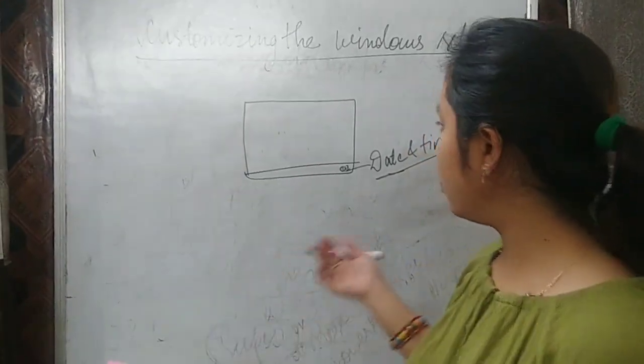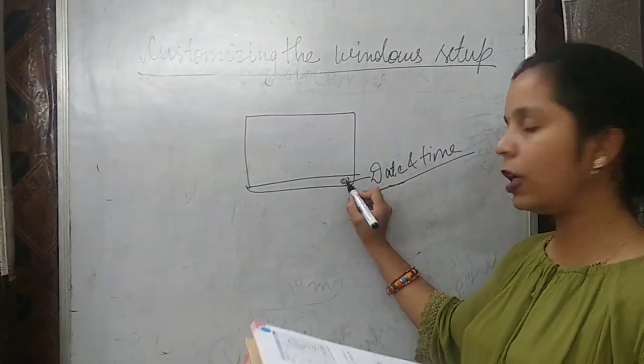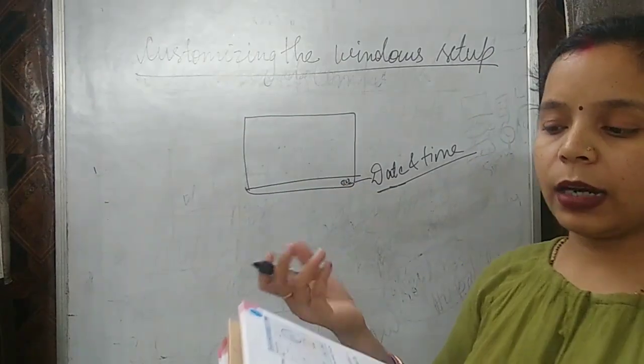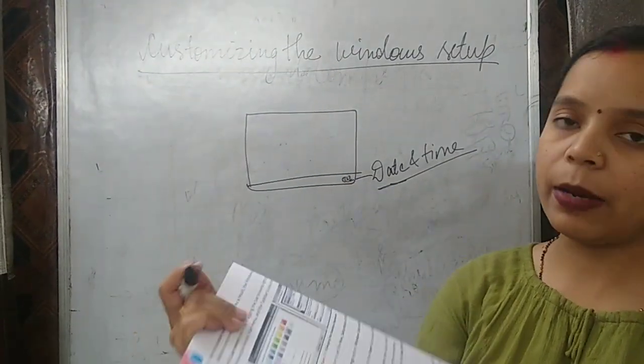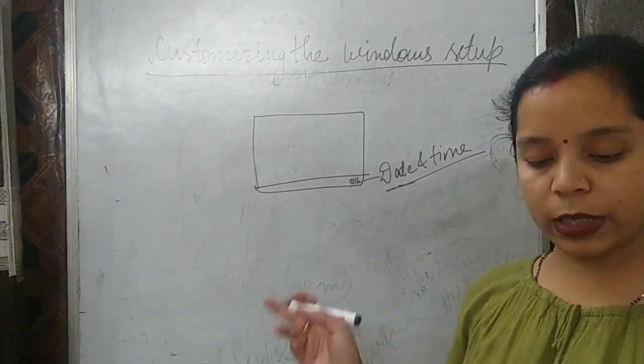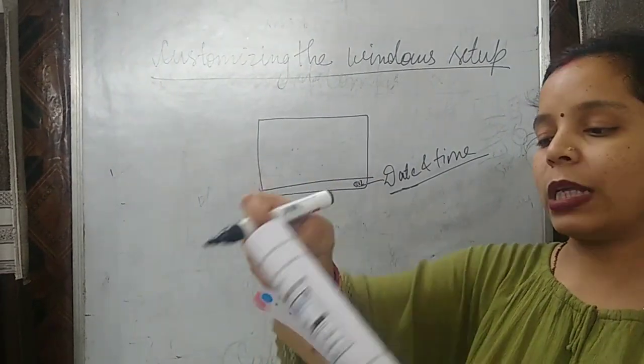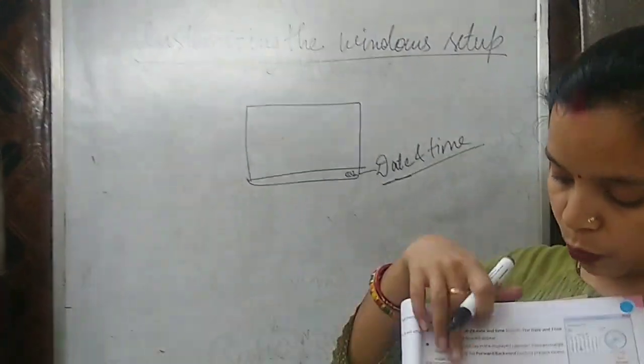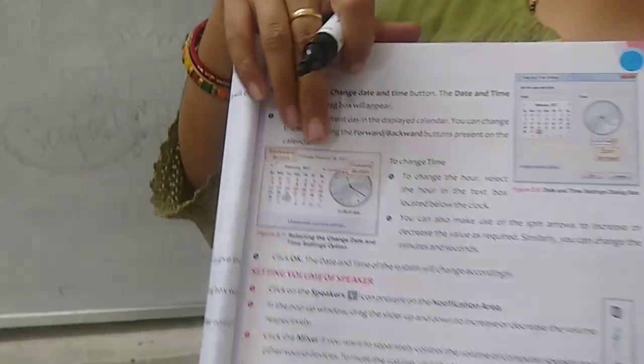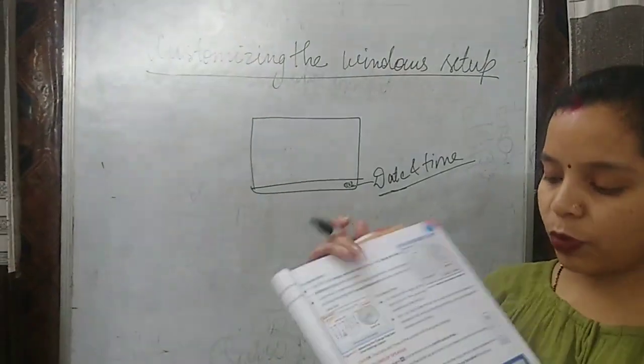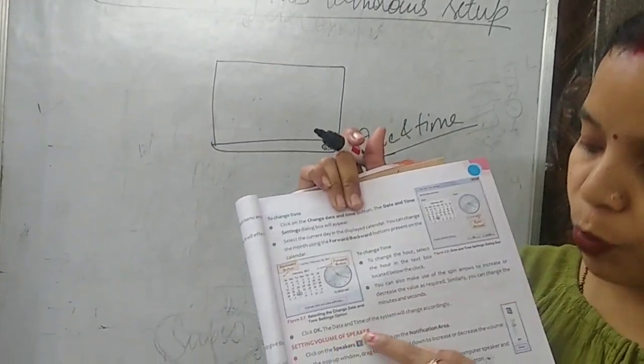So simply what you have to do is click on the date and time button, and it will open a date and time dialog box, and from there you can change the date and time. You can select the date and time, like these options are given, and you can change the date and time from here.